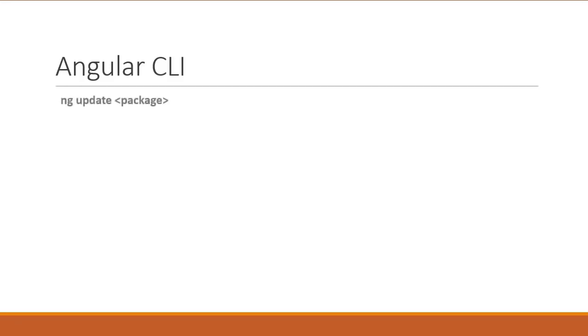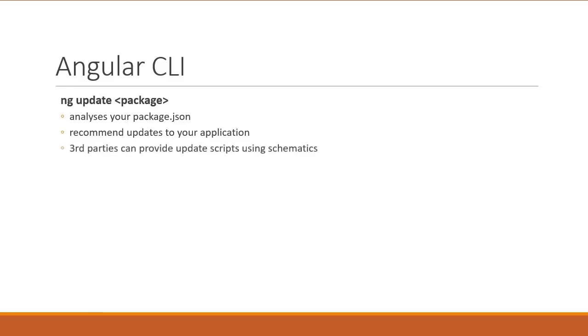The first one is ng update. Now, ng update is a new CLI command that analyzes your package.json and uses its knowledge of Angular to recommend updates to your application. The command will help you adopt the right version of dependencies and keep your dependencies in sync. Also, third parties can provide update scripts using what are known as schematics.